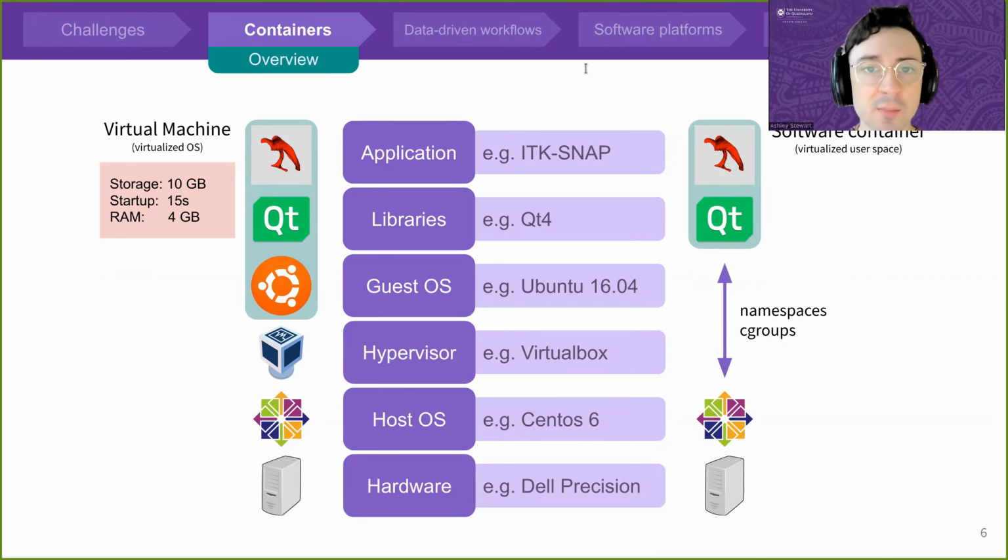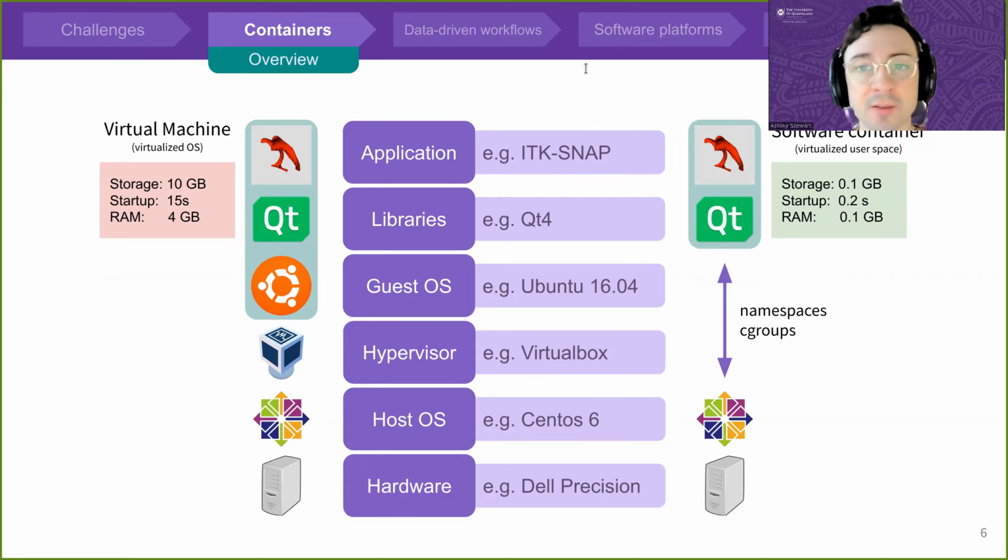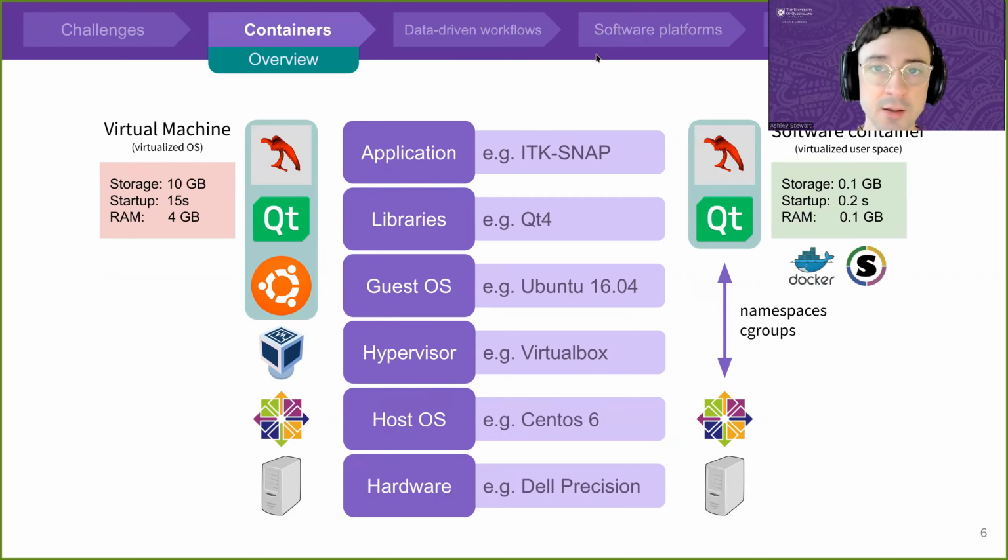Now, compared with VMs, containers have tiny footprints and are much easier to share. And this also means that storing many containers on one machine is much easier and actually makes this feasible. So instead of using a hypervisor, software containers use a container engine like Docker or Singularity to store, manage, and run container programs. And like VMs, these containers can run on any operating system.